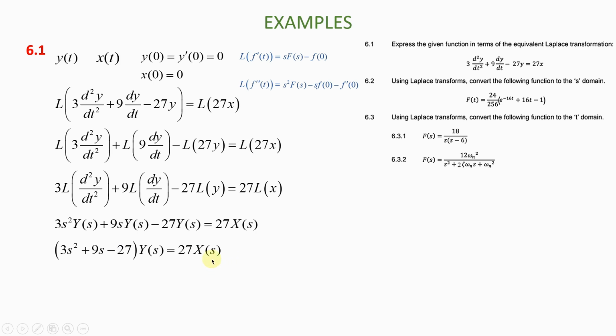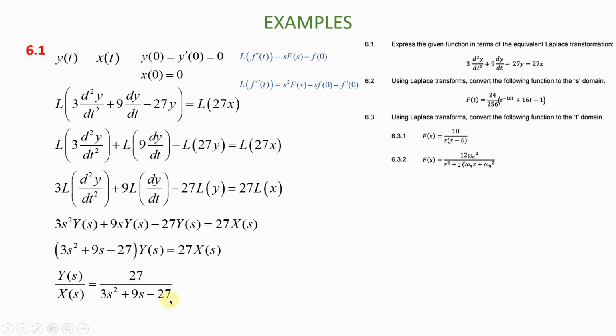And now what we can do is take the functions of s and put them on the left side of the equal sign and everything else on the right side. If you do that, this is what you will get. Y(s) over X(s) must be equal to this. And this is not the end of it, because if you look carefully, you will see that you can divide both the numerator and denominator by 3.